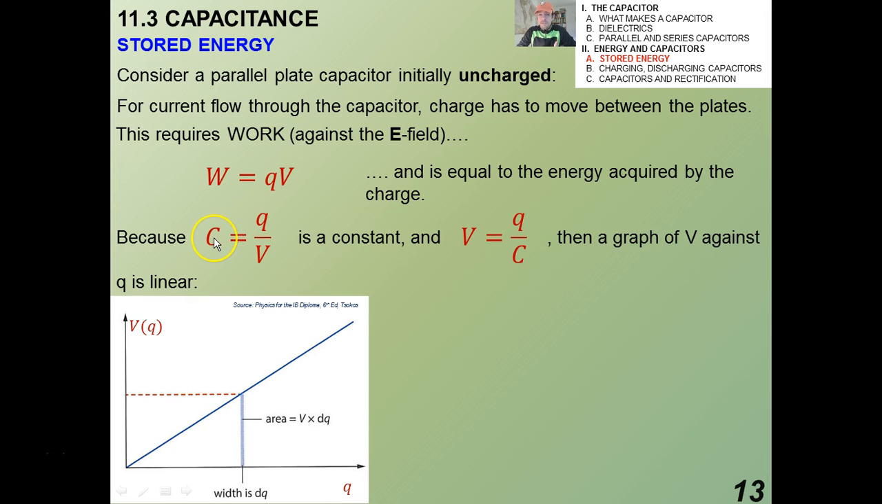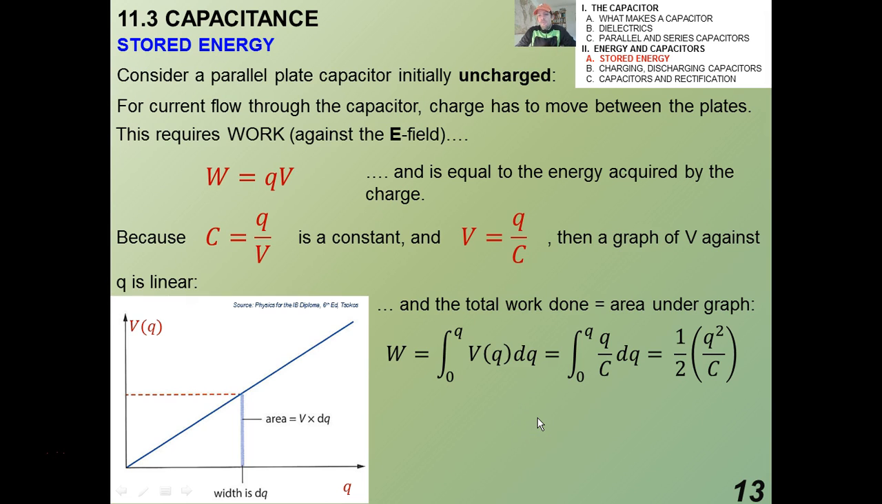Now, because capacitance, which is a constant for the device, is the ratio of Q over V, and V equals Q over C, therefore a graph of V against Q would be linear, okay? I haven't really done anything. I've just rearranged this equation and graphed it. Now, remember how we said that the total work done when we had a varying force through a distance? We had to analyze the graph and then take the area under the graph. It's a similar argument here, okay?